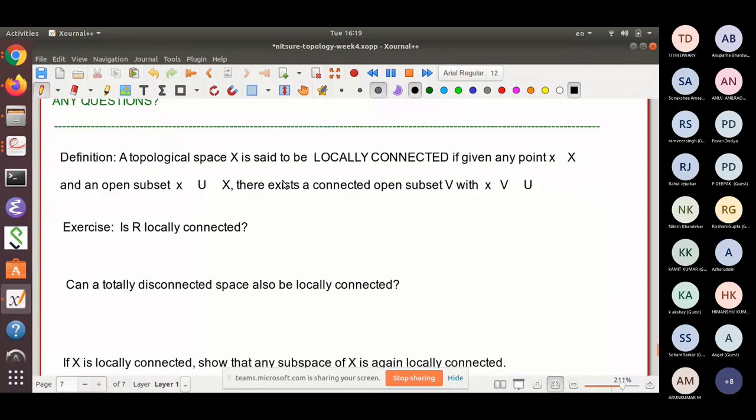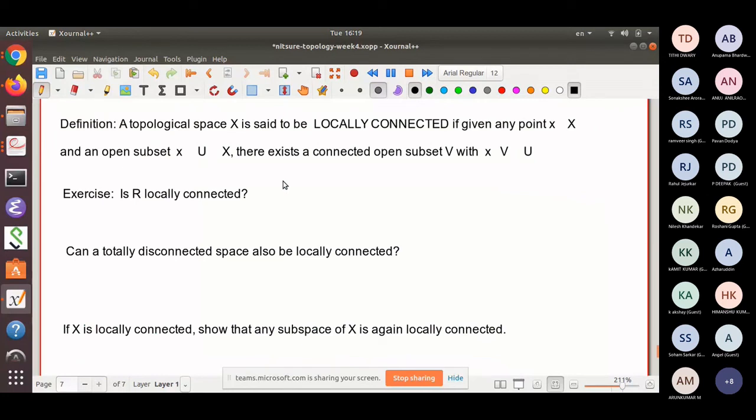Now let's again come to definitions. A topological space is said to be locally connected if given any point x belonging to X, there is an open subset U with x in U and U in X, and given any such, there is a connected open set with x belonging to it.